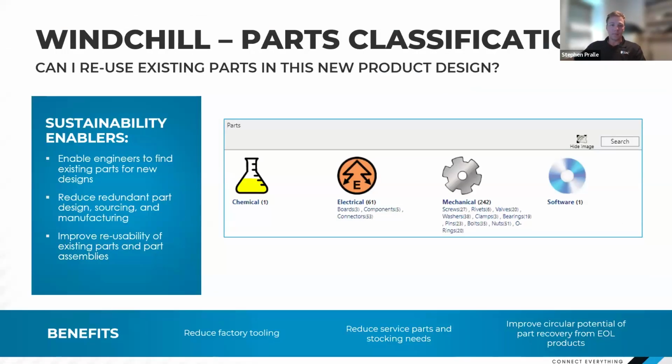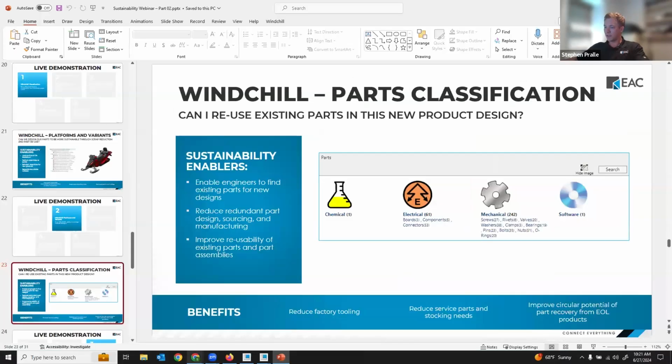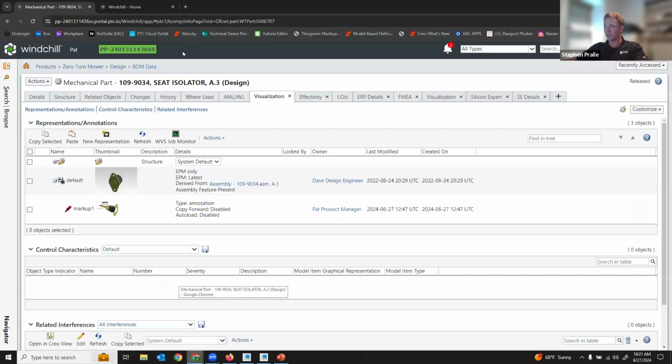All right, another module for Windchill that we can plug in that helps with waste reduction is called Windchill parts classification. This module helps companies find and use existing parts for new products. It reduces part design, sourcing, and manufacturing, as well as improves usability of existing parts and part assemblies. So let's take a look at what parts classification looks like in Windchill here.